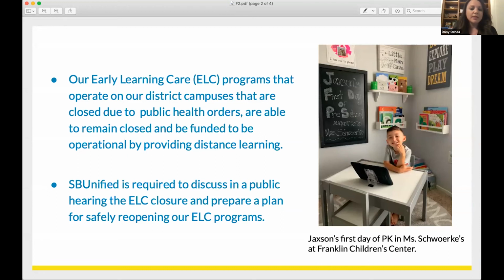So like I just mentioned, our early care programs, like the state calls it under Title V, we were not able to open due to the public health orders. And so we are required to discuss in a public hearing how we are preparing to safely reopen our programs. That's a picture of one of our little guys in one of our pre-K classes over at our Franklin Children's Center in his distance learning corner there. Next slide, Brian, please.